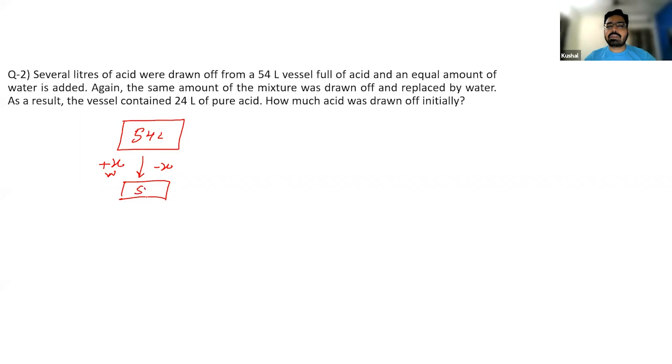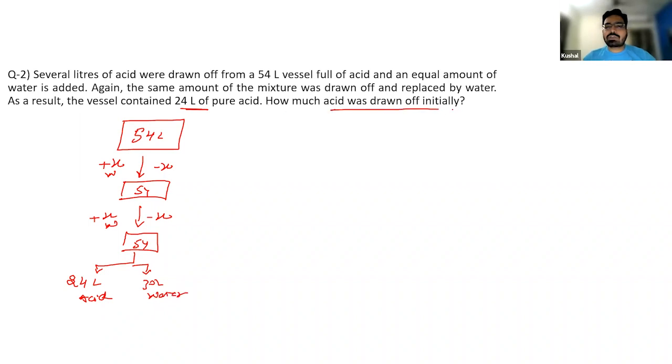Again, I'll be left with 54 liters of the solution. Again, the same amount of mixture has been drawn off and replaced by water. So again, I'm adding X liters of water to this. So again, I'll be left with 54 liters of solution now. And the vessel contained 24 liters of pure acid. Out of 54 liters, you have got 24 liters of pure acid. That means water will be the leftover quantity, which is 30 liters. 30 liters of water will be there in this.